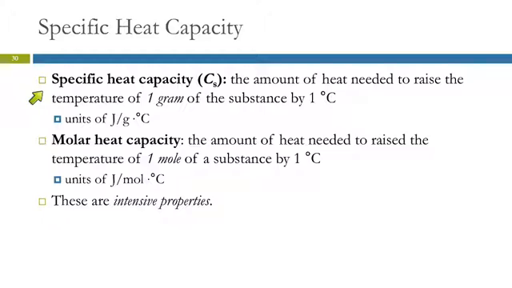So specific heat capacity is the amount of heat needed to raise the temperature of 1 gram by 1 degree Celsius. So now we've included an amount here. So this is going to have units not of joules per degree Celsius, but joules per gram degree Celsius. Sometimes we refer to a molar heat capacity, and that's the heat needed to raise the temperature of 1 mole by 1 degree.